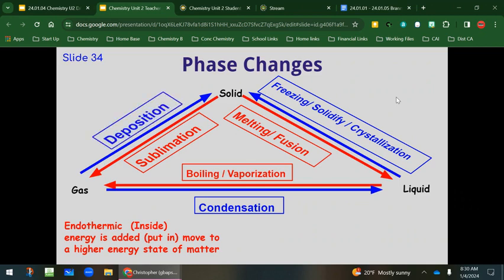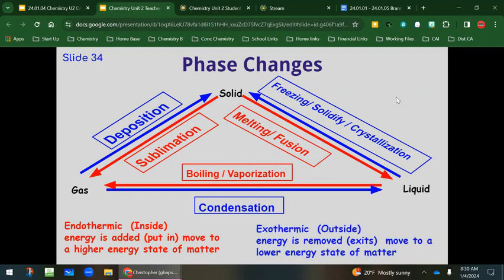So, a gas going back to a solid is called deposition. Frost that appears on your car window, deposition. Water vapor in the air goes directly to a solid on your car. Why are these all blue? You're taking away heat. Energy is being removed. Okay?